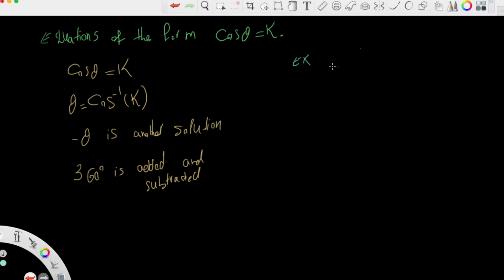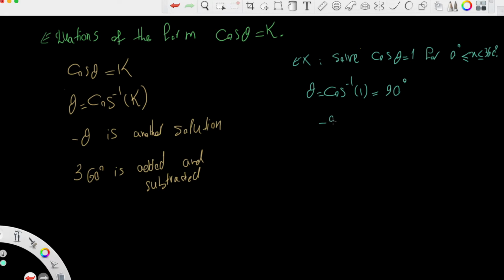For example, solve cosine of theta is equal to 0 for x between 0 and 360 degrees. So first we take cosine inverse, which is 90 degrees. Then negative 90 is another answer.